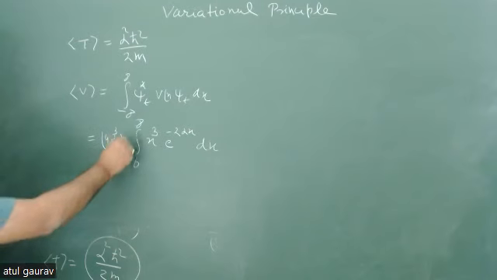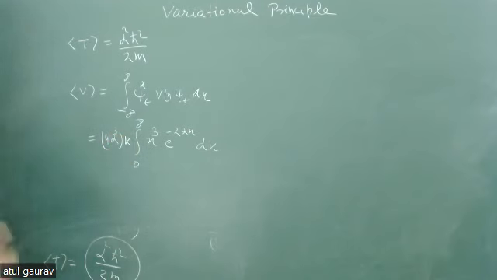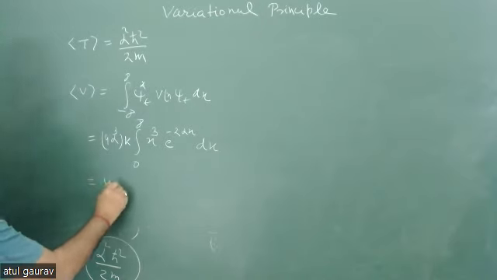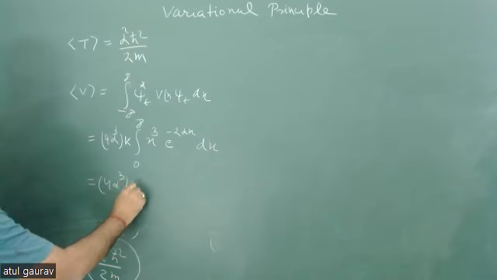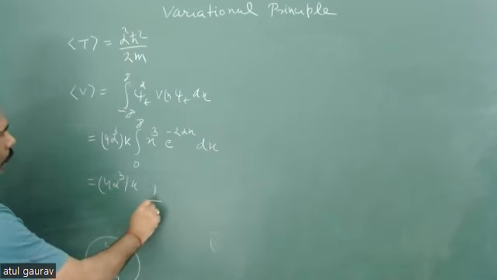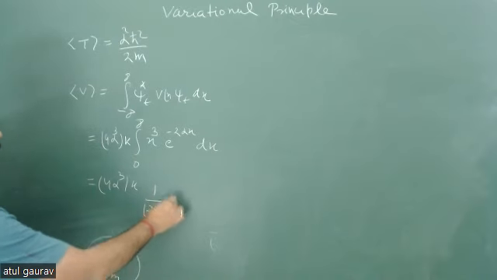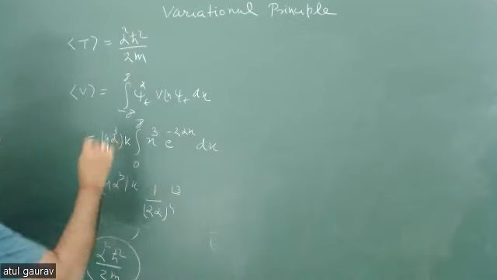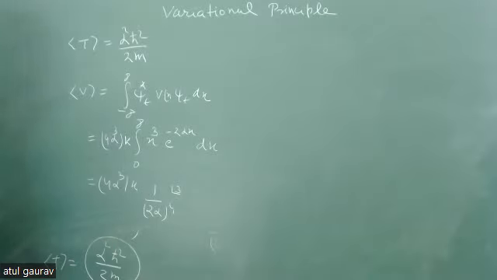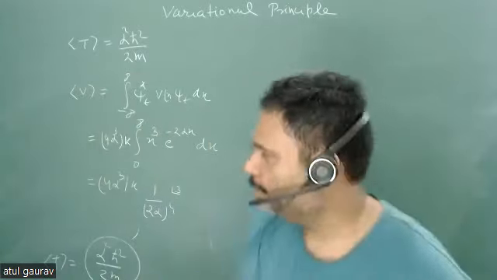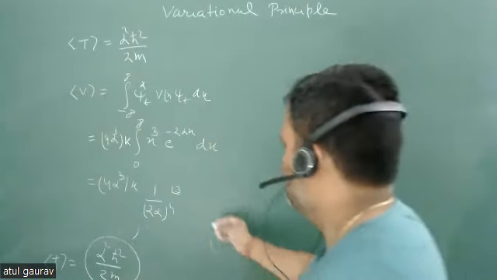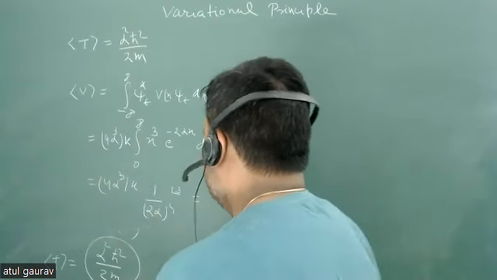And k is also there. So k is also there because in the potential energy you have k. So you have 4 alpha cube k, and what is this integration? 1 upon 2 alpha to the power 4 and factorial 3. Is this right, everyone?